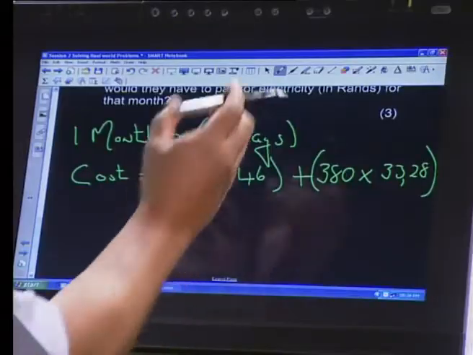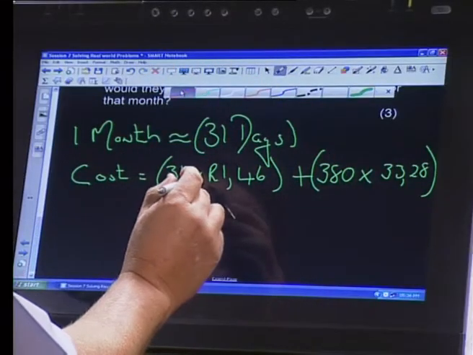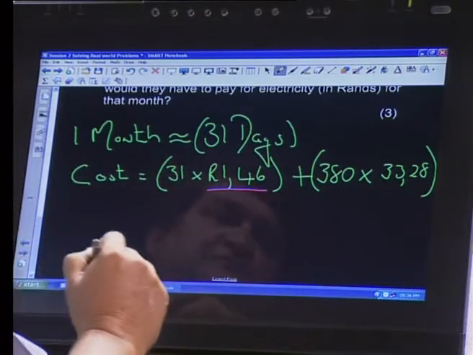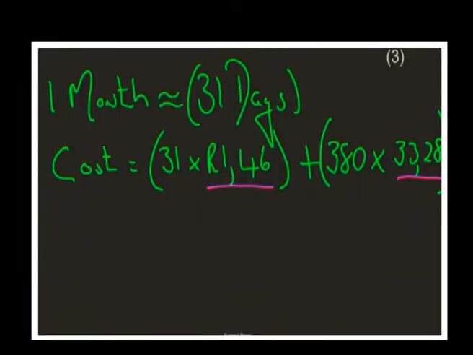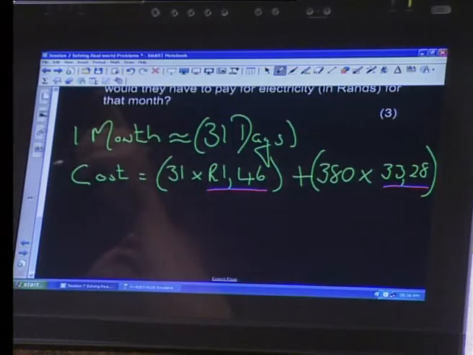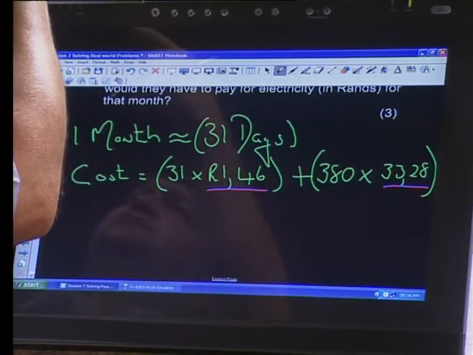Let's look at the board and see if you can work it out. Look here. Let me go to a pink color. Pink reminds me of a woman, and a woman will always find your fault, so we'll use pink. 1 rand 46, 33,28. This is rands and this is cents. Guys, we can't work one part in rands and the other part in cents. Thou shalt not do. Jy moet dit nie doen nie. What? All right. So we've got to change that 33,28 cents into rands. How are we going to do it? Let's divide by 100. Why are we going to divide by 100? We're dividing by 100 because there are 100 cents in a rand.